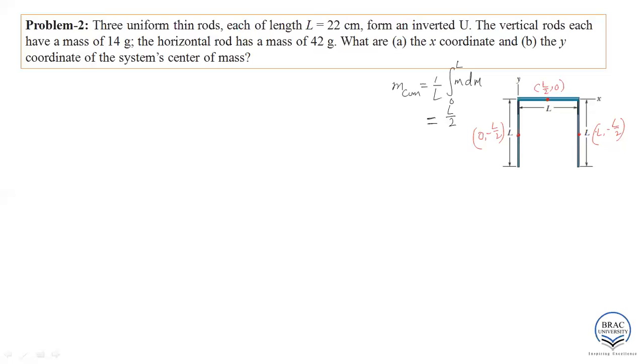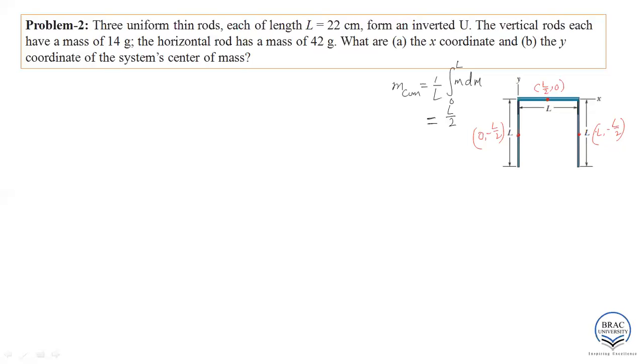That means all the masses of these three rods are concentrated at the centers of mass. Okay, so now we have a system of 3 point particles. For these 3 point particles we can also find the center of mass. The center of mass must have two coordinates, an x coordinate and a y coordinate, as we did in the previous problem.